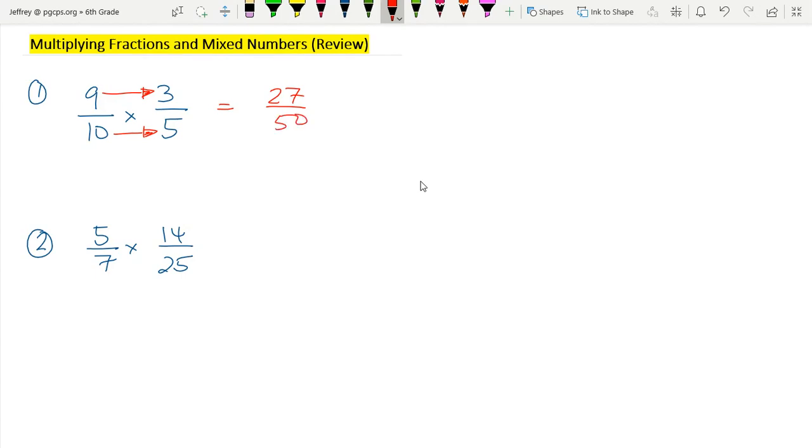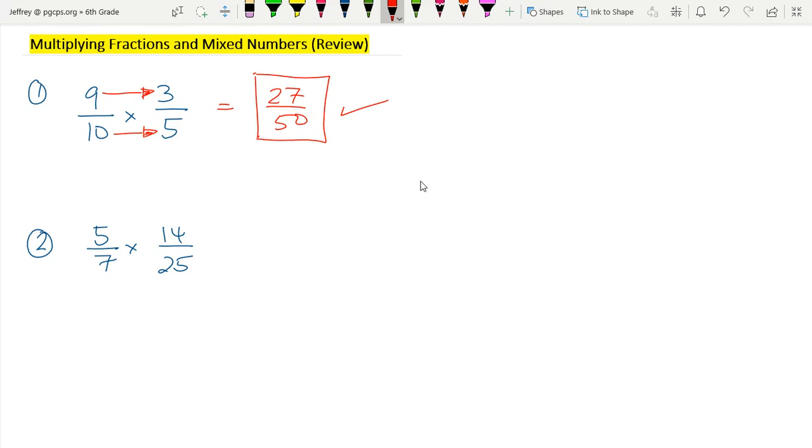Now, can we simplify 27 over 50? And yes, you're right, we cannot because there's no other number that we can divide evenly into 27 and 50. There's no common factor that we can divide into these two numbers, 27 and 50. So this is the right answer. Now, if you need a review on simplifying fractions, please watch my other videos as well.